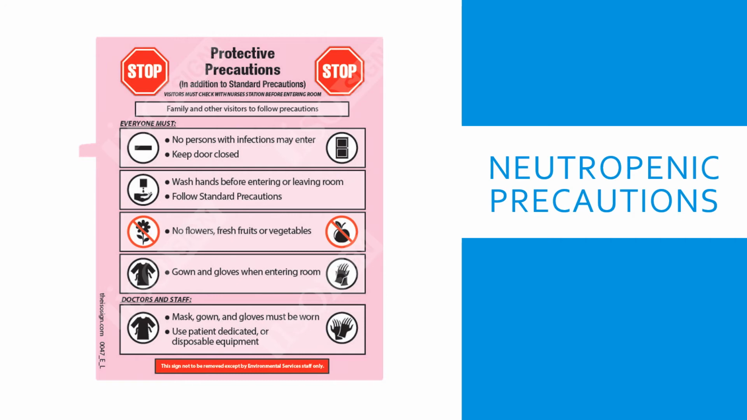With this type of patient, we don't want to allow anything into the room that could carry bacteria. So a lot of the times you're not allowed to have flowers, fresh fruits, or vegetables. A lot of times we're wearing gowns and gloves when we're entering the room so that we're not transmitting anything to the patient. We also must make sure that we're using patient-dedicated or disposable equipment so that the equipment is not transferring from patient room to room, that they have a set of equipment that's just for their room.